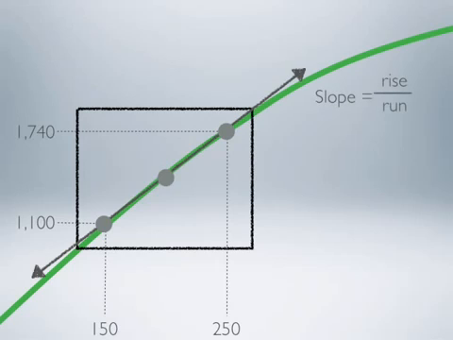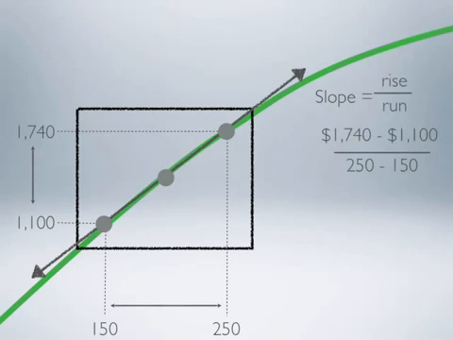The slope is the rise over the run by definition. So we take 1740 minus 1100, which is the distance over there on the left-hand side of the slide, divided by 250 minus 150, which is the bottom. So we know that the slope of the line is equal to $6.40.